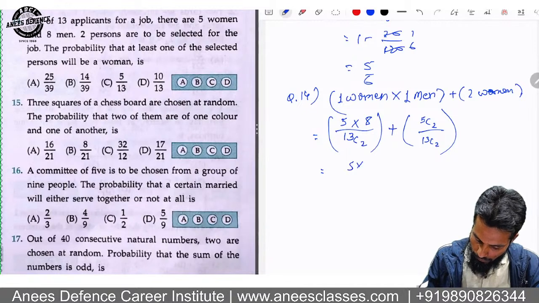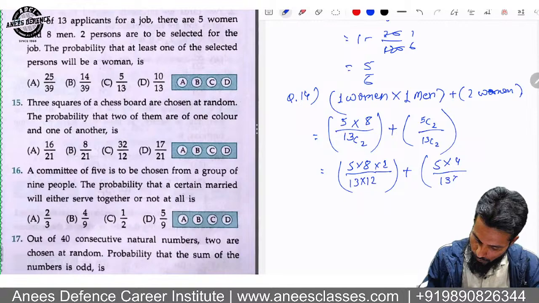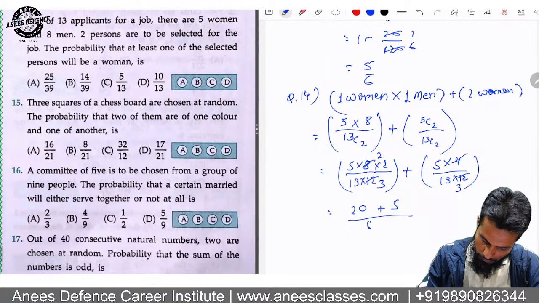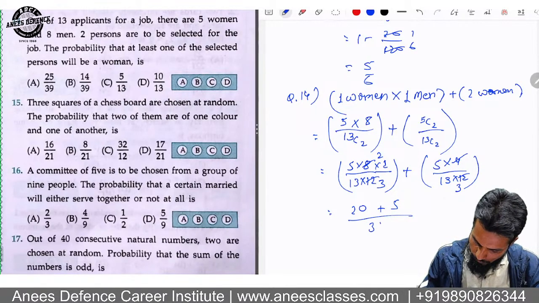5 multiplied with 8 divided by 13 into 12, and that 2 you can take in the numerator, plus 5 into 4 divided by 13 into 12. Fine. With this 4 you can cut this 12 3 times. Now 4 into 2 is 8, 4 into 3 is 12. So you are going to get 10 into 2 is 20 plus 5 upon 13 into 3 is 39. So 20 plus 5 is how much? 25 upon 39.